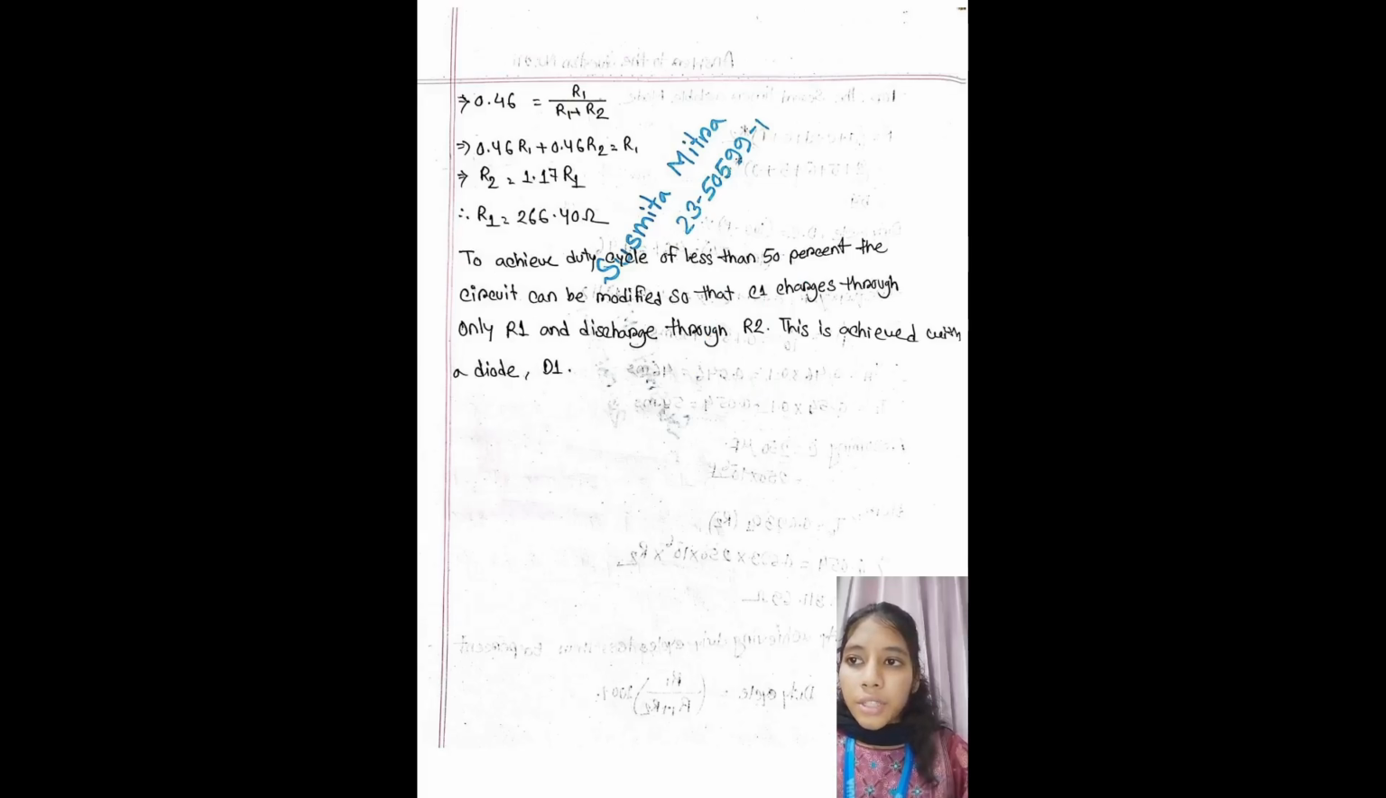Here, for achieving a duty cycle of less than 50%, we use the formula R1 divided by R1 plus R2 into 100%. Then we modify the circuit by placing a diode in parallel with R2. This allows the capacitor to charge through R1 only and discharge through R2 only. This gives us better control over the duty cycle, especially for values below 50%.